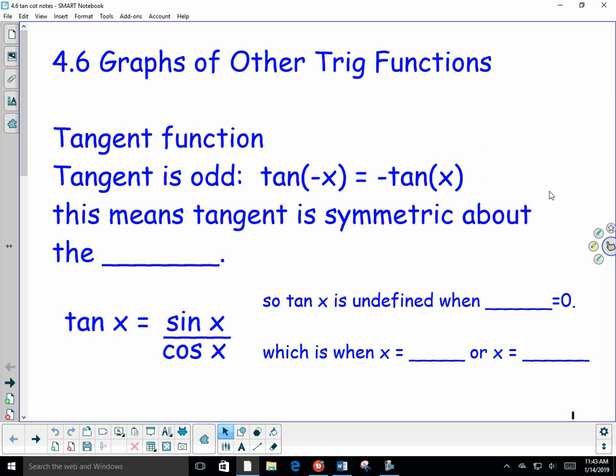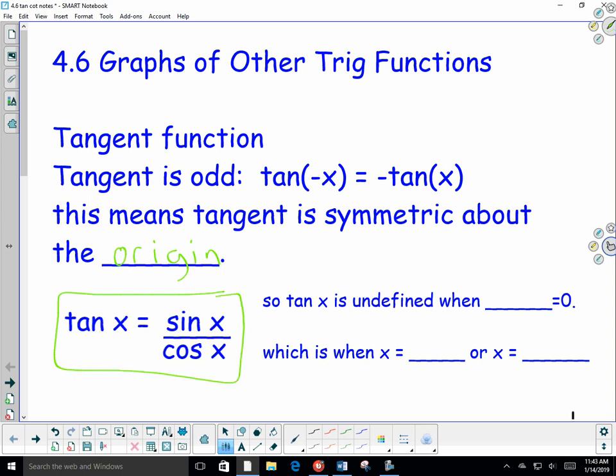That means that the tangent of opposite of x is equal to the opposite of tangent of x. That means that tangent is going to be symmetric about which axis? Well, if it is an odd function, then it's symmetric about the origin. You know that the formula for tangent of x is sine of x over cosine of x. That means that the tangent function is going to be undefined whenever our denominator is equal to 0, so whenever cosine of x is equal to 0.